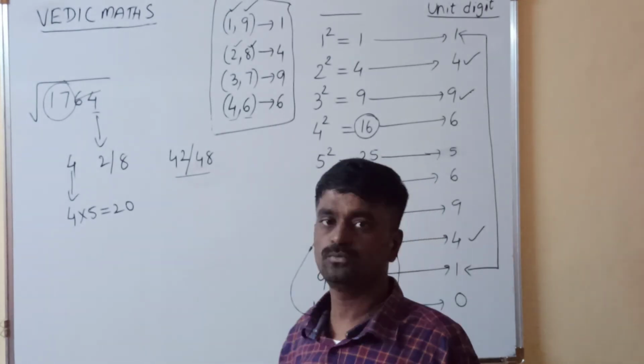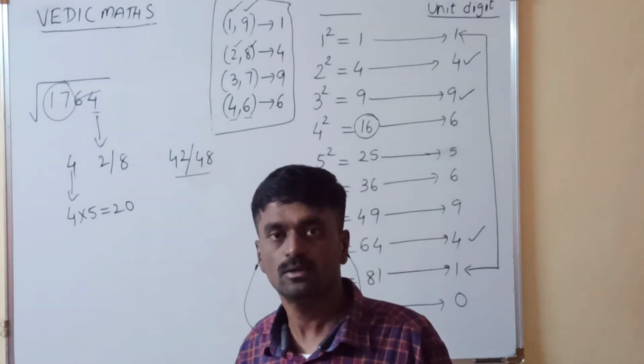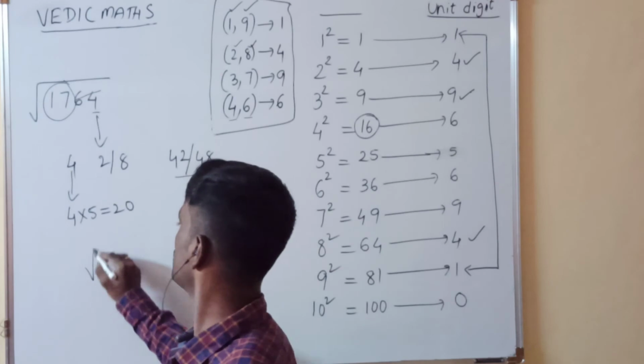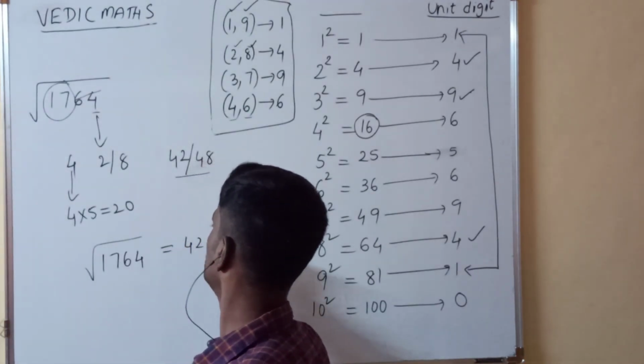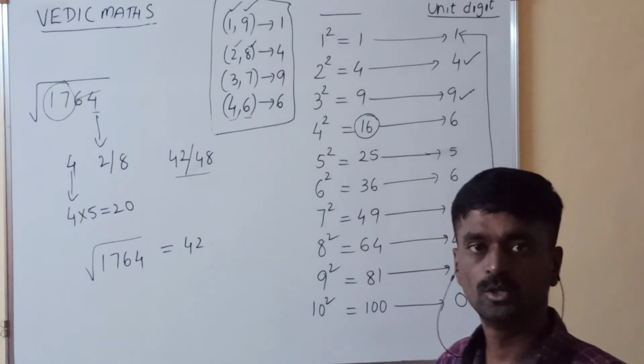So among these two, which is the smaller, 42 or 48? 42. So square root of 1764 will be 42. Over.